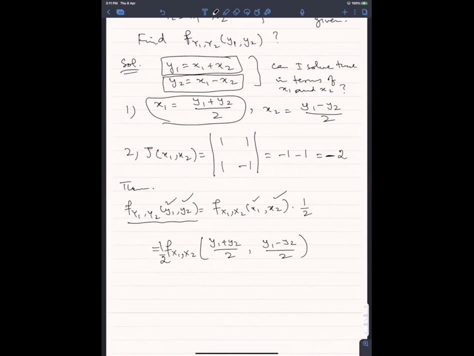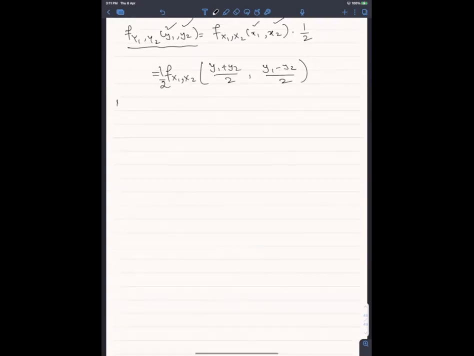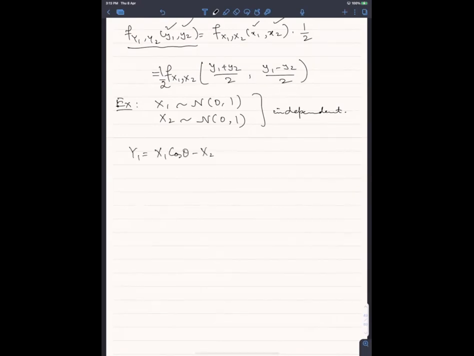So one more quick example. So example is x1 is normal 0, 1. x2 is also normal 0, 1. Okay. And let's say they are independent. So I define two new random variables, y1 to be equal to x1 cos theta minus x2 sin theta.